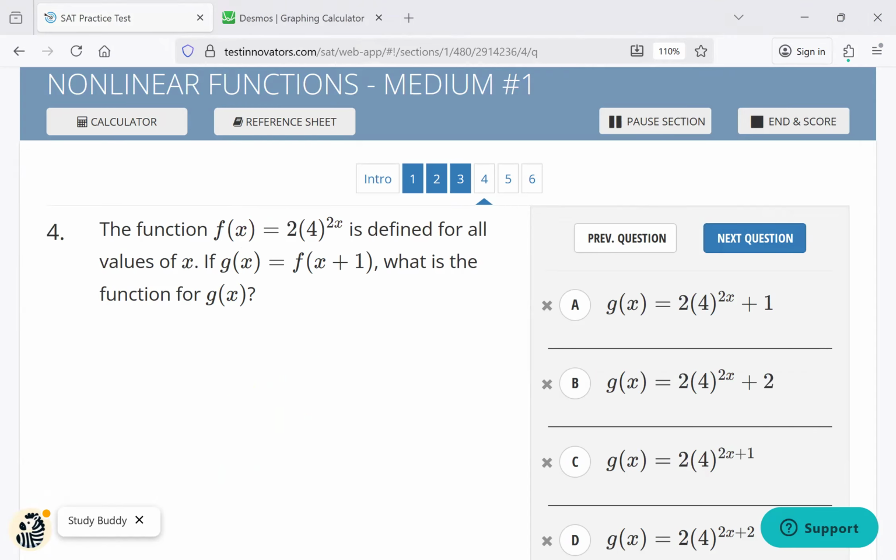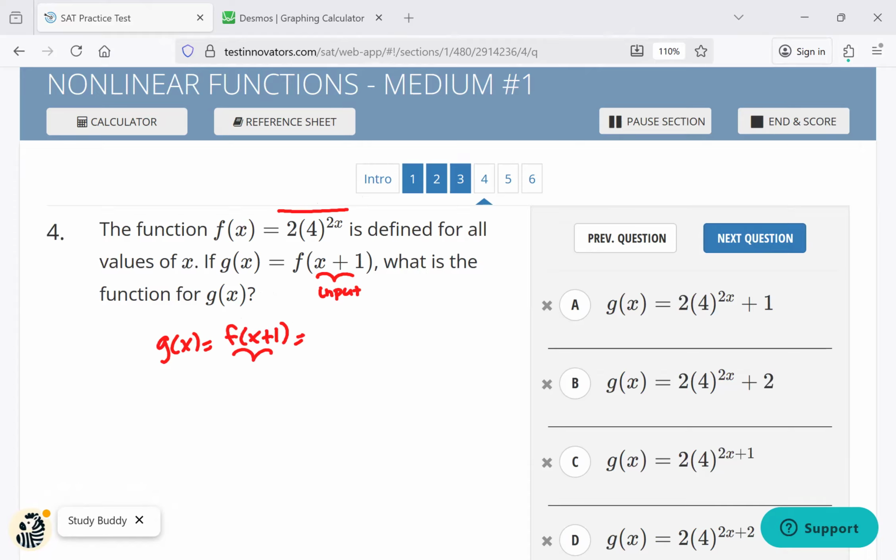Question 4. The function f of x equals 2 times 4 raised to the 2x is defined for all values of x. If g of x equals f of x plus 1, what is the function of g of x? So if g of x equals f of x plus 1, this x plus 1 is like an input, and here's the function f of x. So g of x is going to be f of x plus 1. Well, first we have to find f of x plus 1.